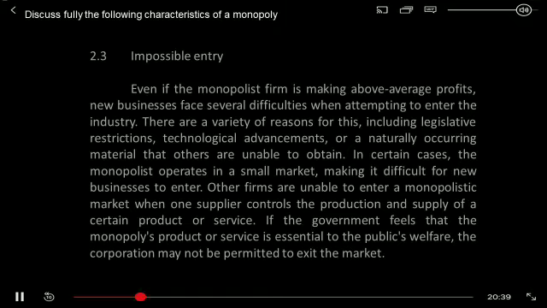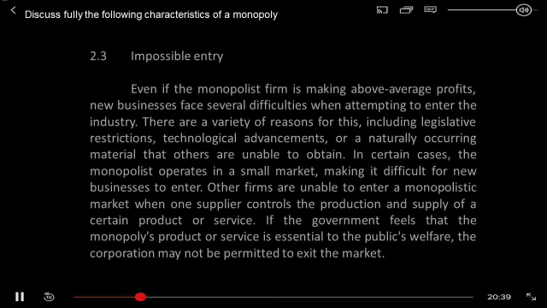2.3 Impossible entry. So, even if the monopolist firm is making above average profits, new businesses have several difficulties when attempting to enter the industry. There are a variety of reasons for this, including legislative restrictions, technological advancement, or a naturally occurring material that others are unable to obtain. In certain cases, the monopolist operates in a small market, making it difficult for new businesses to enter. Other firms are unable to enter a monopolistic market when one supplier controls the production and supply of a certain product or service.